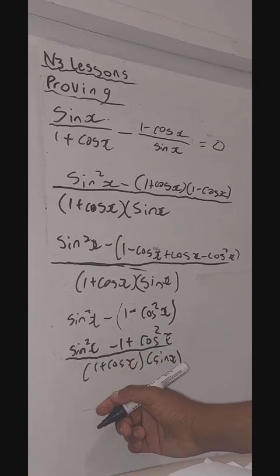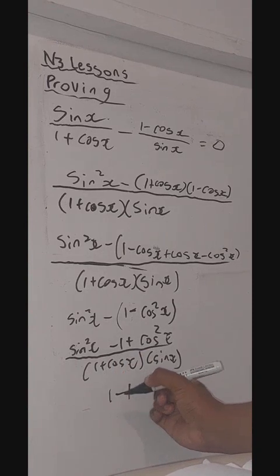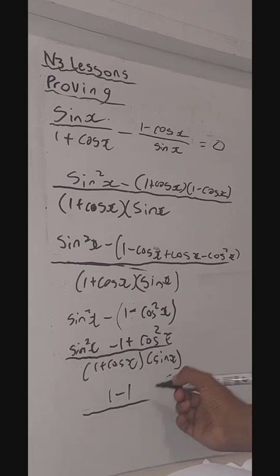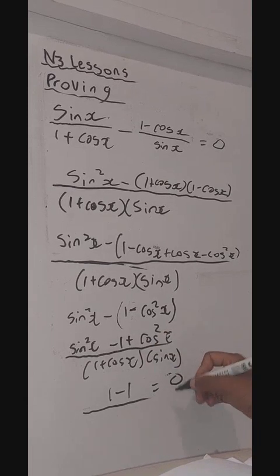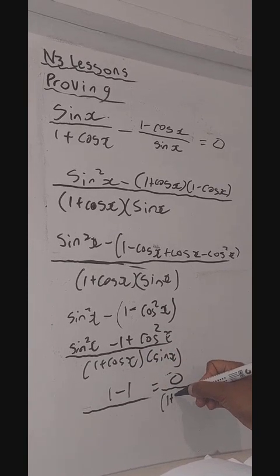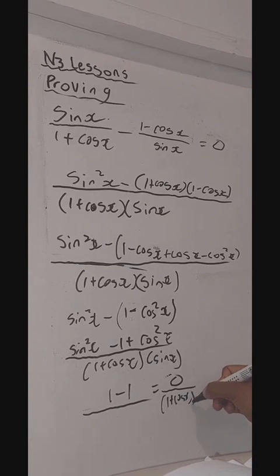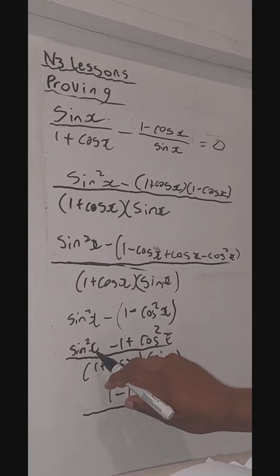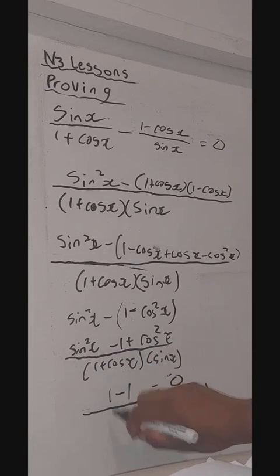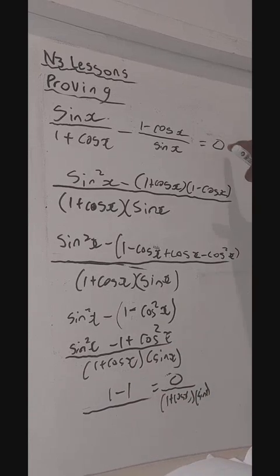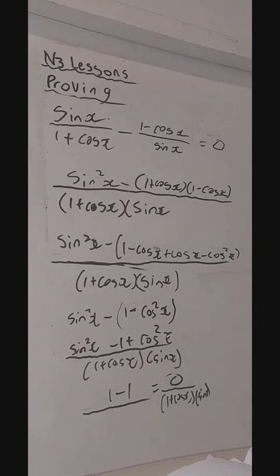Sine squared x plus cos squared x is 1, guys. 1 minus this one over everything. So we know that it's going to be 0 anyway. So the answer is going to be 0 over 1 plus cos x times sine x. The answer is going to be 0 anyway, because sine squared x plus cos squared x is going to be 1 minus 1, which is going to be 0 times this whole thing. So that means the left hand side is going to be equal to the right hand side.